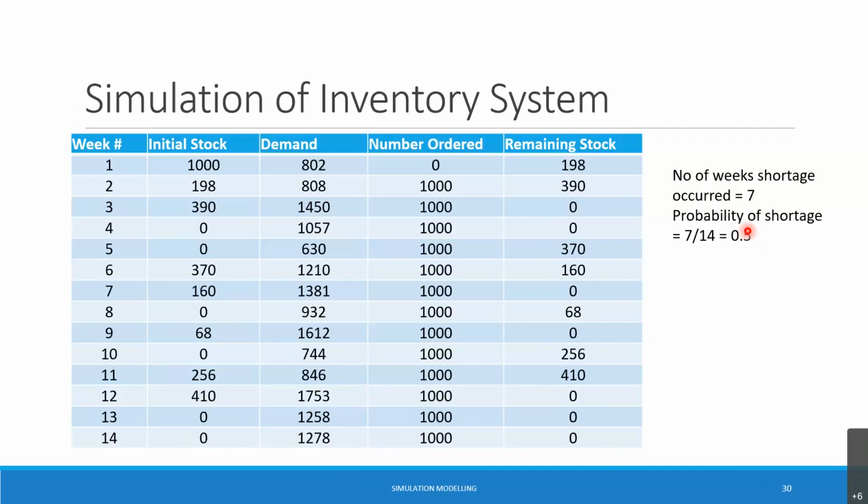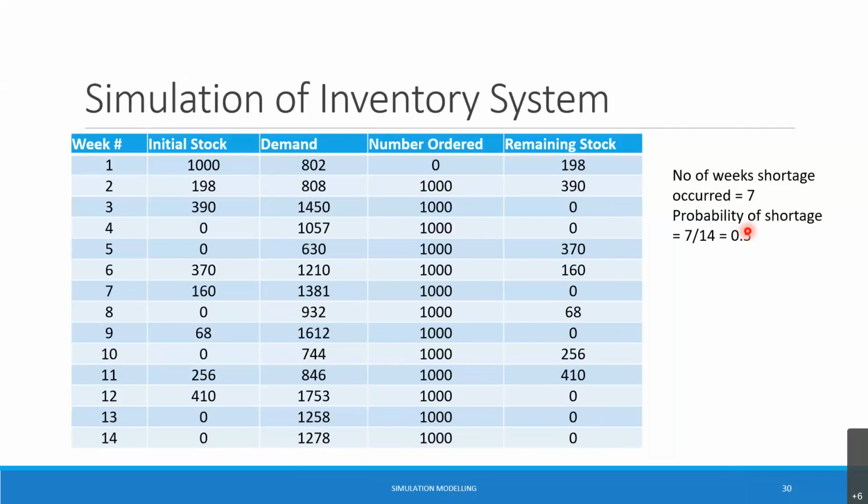How can I reduce the probability of this shortage? Because I find this very high. There's a 50% chance that I'm not able to meet the demand on the customer side. Obviously, that will cause delays in my construction activity and all those things. So I would like to improve.